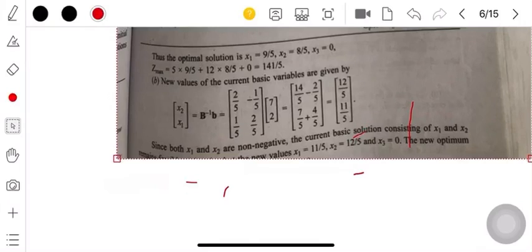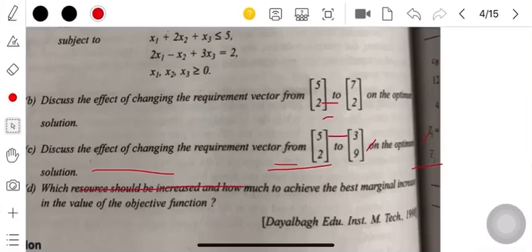Just find B inverse B. You can see here we are getting positive values. Suppose one of the values or both the values were negative, then the solution becomes infeasible. Then we need to apply the dual simplex method, as we are going to attempt in the next part. So let me move ahead to the next part.